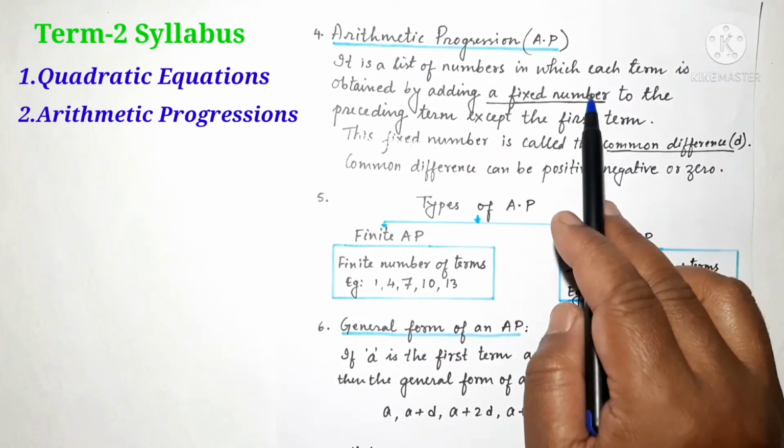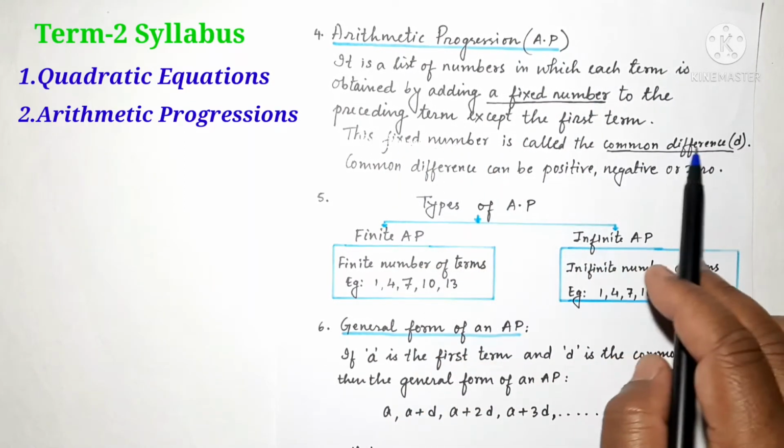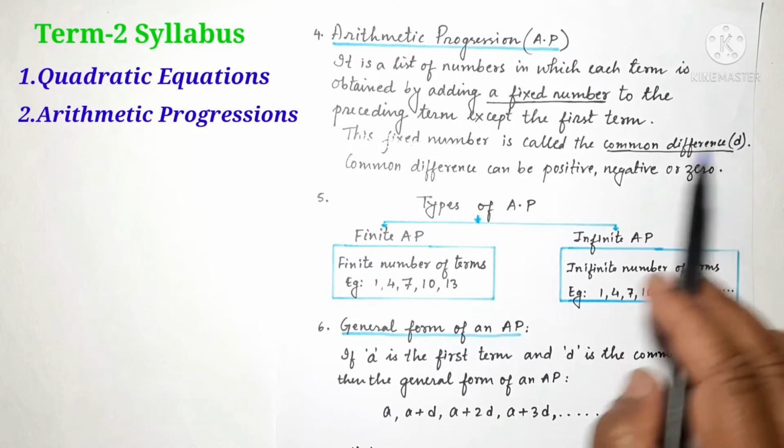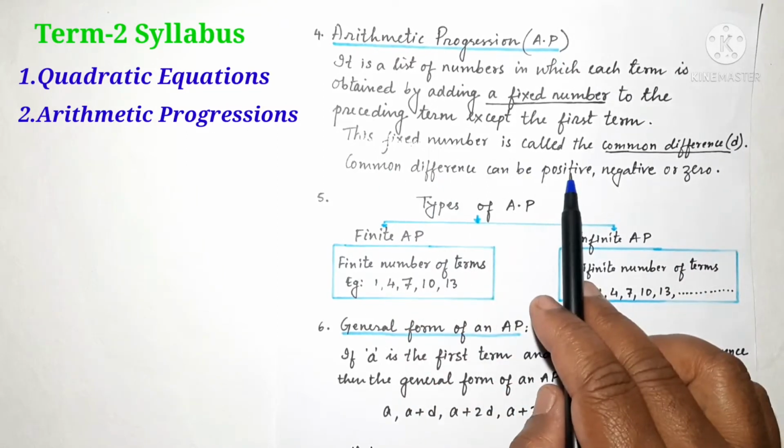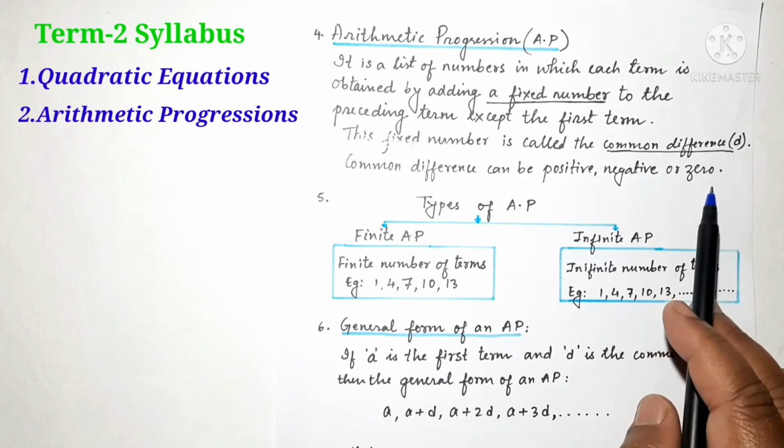Now what is a fixed number? That fixed number is called common difference, denoted by D. So common difference can be positive, negative or 0.